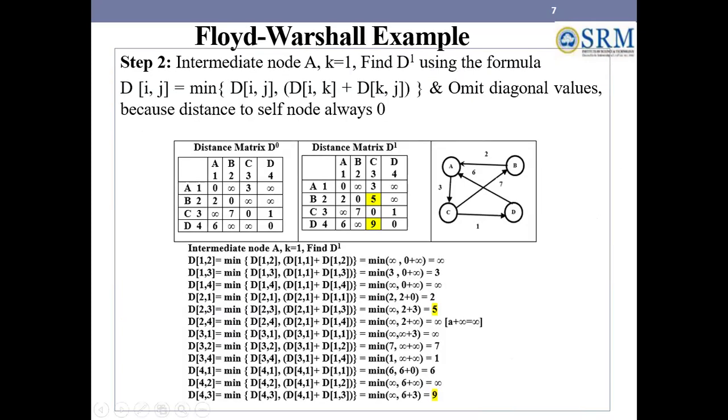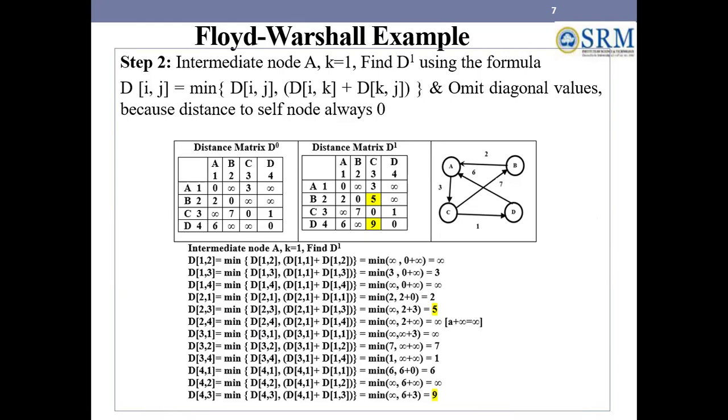See the first one. The intermediate node is A, k equal to 1. So we are finding D power 1 using the formula d of i, j equal to minimum of d of i, j and the sum of d of i, k and d of k, j. We omit diagonal values because the distance to the same node is always 0. Intermediate node A, so substitute k equal to 1 in this formula for all values: d of 1, 2, 1, 3, 1, 4. So minimum of d of 1, 2 and d of 1, 1.